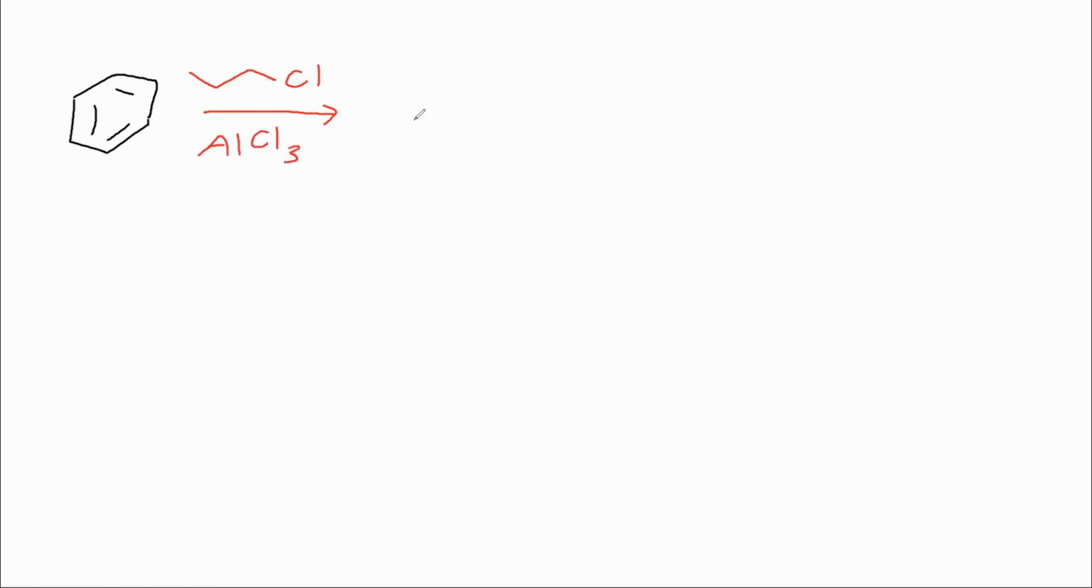So if you remember, this will perform a substitution onto the ring, so we will have our benzene ring. However, we're going to get a rearrangement in this reaction, so we will actually end up with isopropylbenzene instead of n-propylbenzene. So because that secondary carbocation is more stable than the primary carbocation, we're not going to see a lot of the n-propylbenzene product. So a common way to circumvent this is by using a Friedel-Crafts acylation instead.